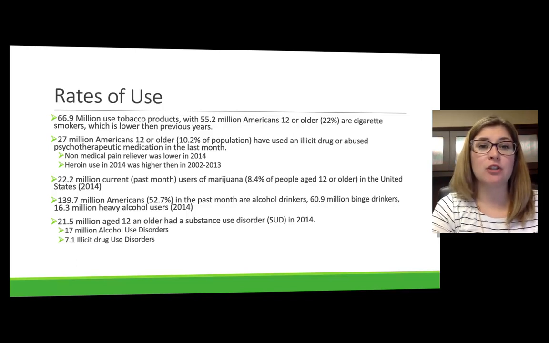When it comes to actually determining their diagnosis, which we will talk about a little bit more in the terminology section, 21.5 million are diagnosed with a substance use disorder, 17 million with alcohol use disorders, and 7.1 million with illicit drug use disorders. Now there are about 2 million who have combined alcohol and illicit drug use disorders.